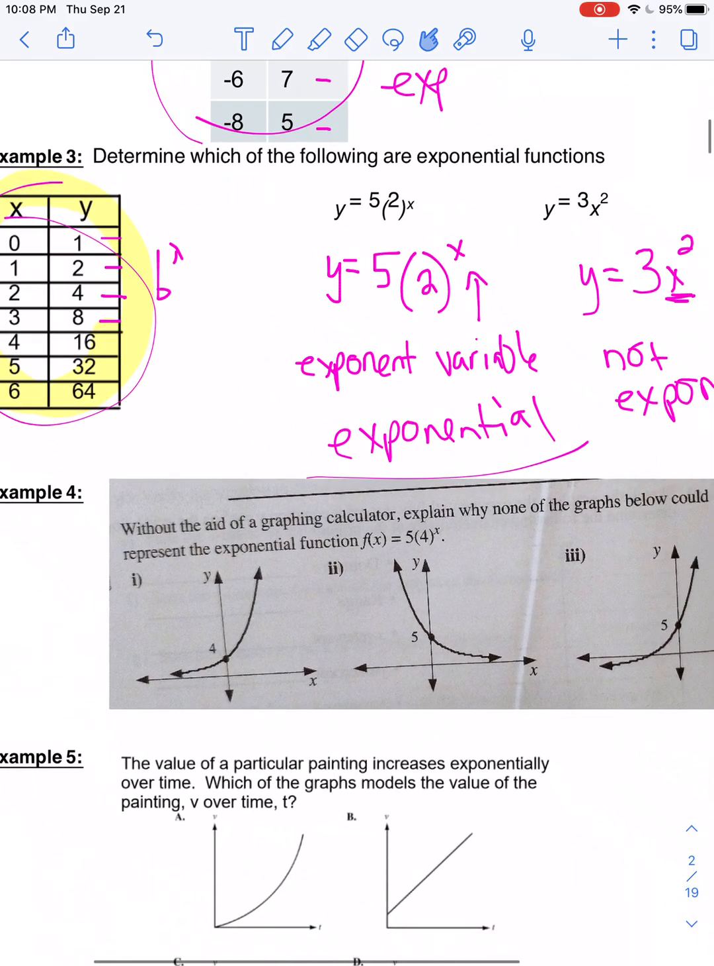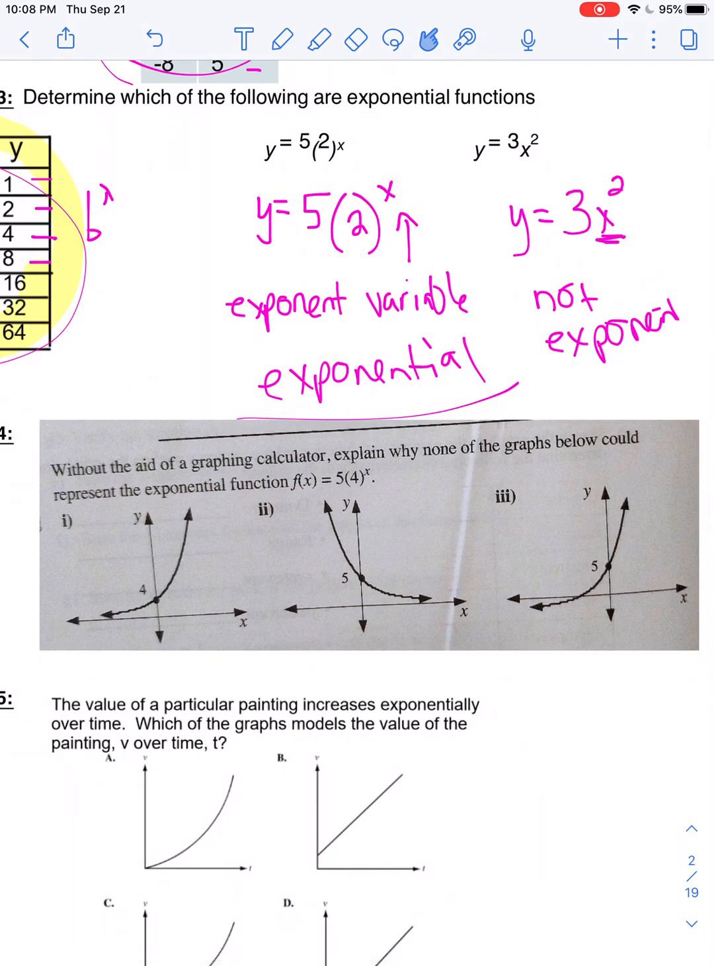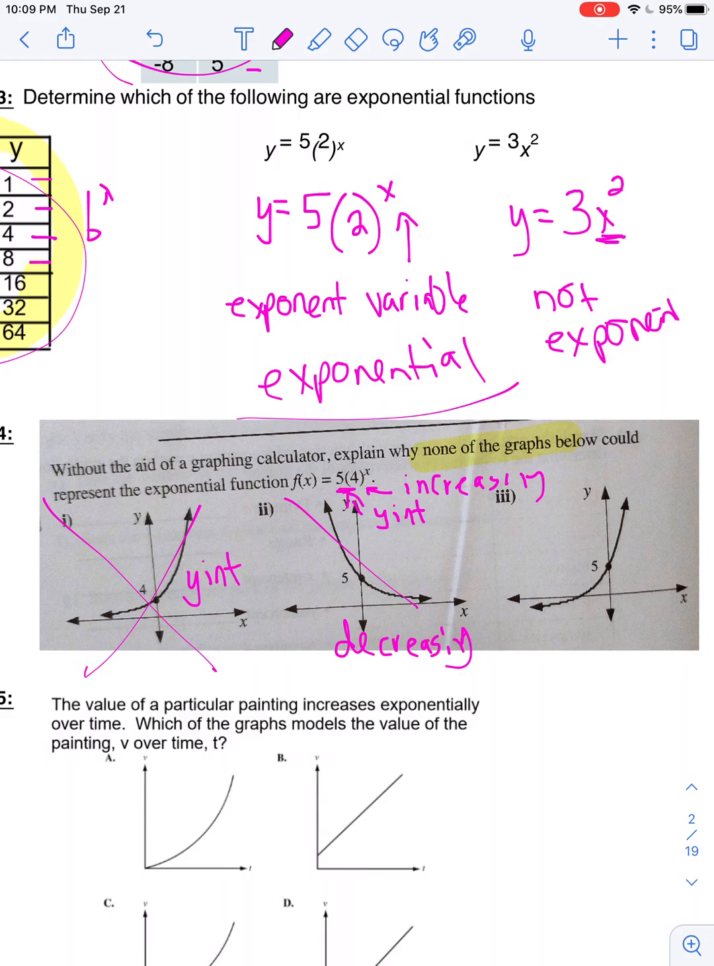Okay, moving on to example 4. It says, why could none of these graphs represent the function f of x equals 5 times 4 to the exponent of x. So remember, 5 is your y-intercept. Right away we know that this first graph is incorrect. And then we also know that the 4, because it's greater than 1, means it should be increasing. So we know this one's incorrect because it's decreasing. And then I guess I could write y-intercept is wrong.